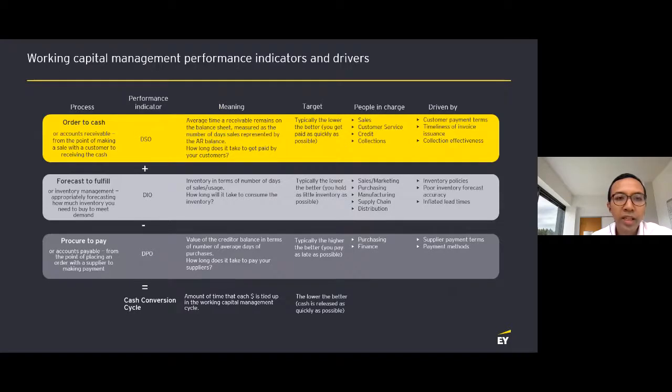Because the key indicators here boil down to what is the average time taken to collect cash from your customers, how many days taken to get your customer to consume your inventory, and also can we negotiate better terms with our supplier, to be able to improve the overall working capital cycle. So we call this the cash conversion cycle, which is an important concept.